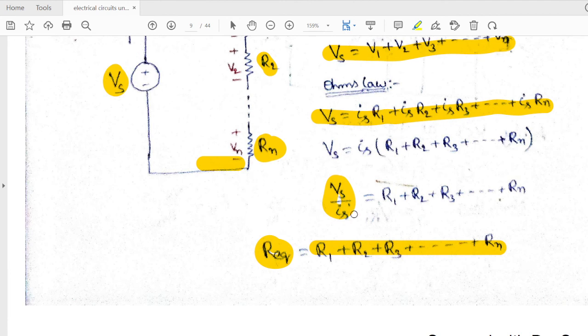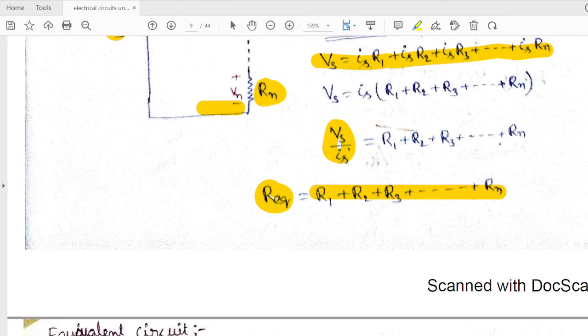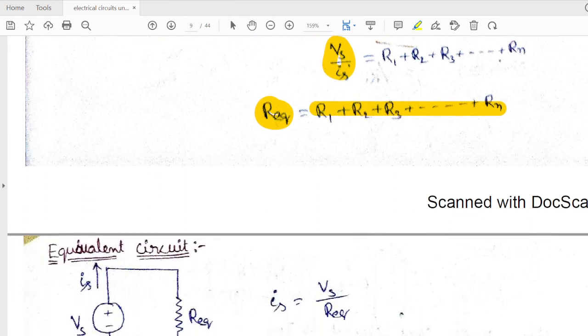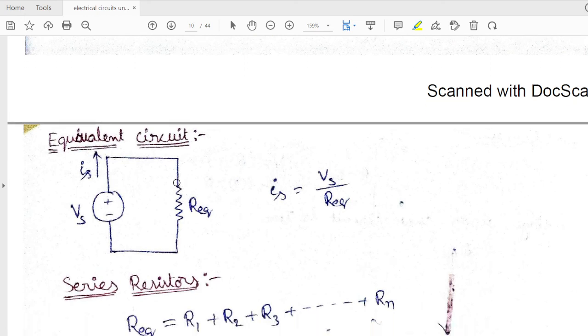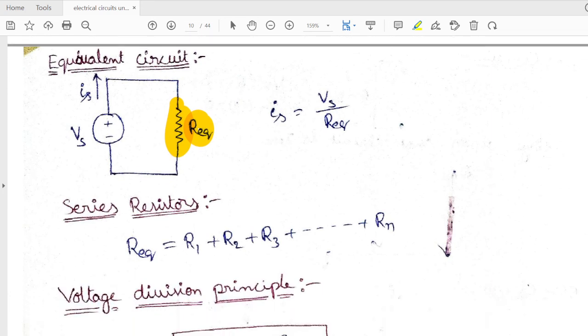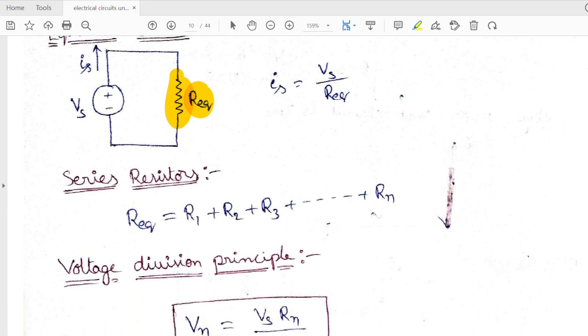Before going to that, when the elements are connected in series, see the voltage Vs is divided into V1 plus V2 plus V3 plus so on Vn. So when elements are connected in series, voltage division takes place. So let us see how the voltage division rule can be applied. See, I replaced the whole series combination of resistors with a single resistor having resistance equal to R equivalent. Okay. So now we'll see the voltage division principle.